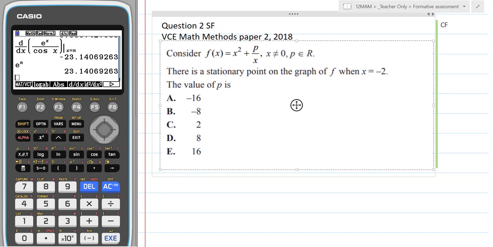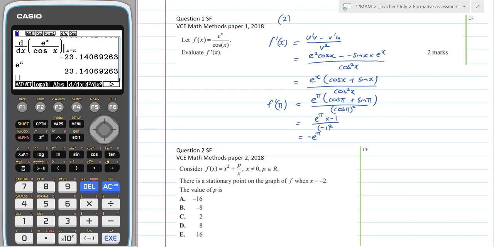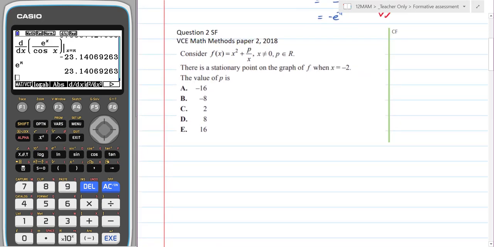Okay, second question. f of x equals x squared plus p over x. This is a multiple choice question. Well, like I said at the start, the first mark will be allocated for the derivative, the second mark for the actual value.